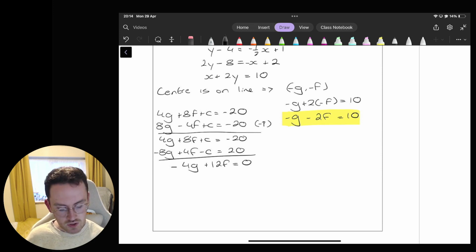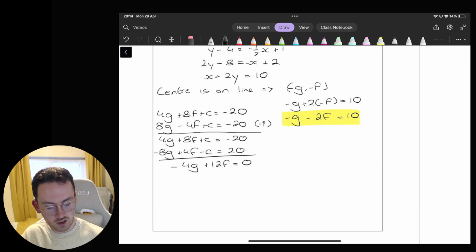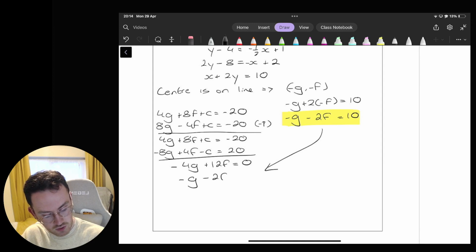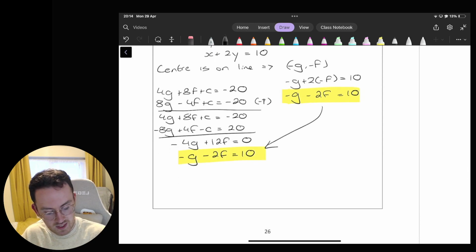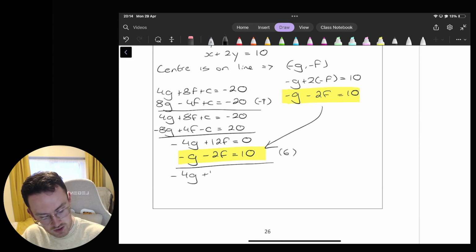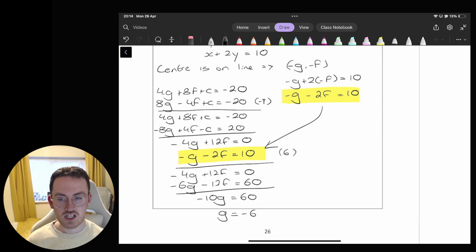Okay, so making use of that, we're going to line that up with my other equation that I have here, which is minus g minus 2f equals 10. So that's my yellow equation that we had here on the side. So again, I'm just going to pick one of my letters. So I might multiply the bottom one by 6 here. So minus 4g plus 12f equals 0, minus 6g minus 12f equals 60. So that's going to give me minus 10g equals 60, and g equals minus 6.